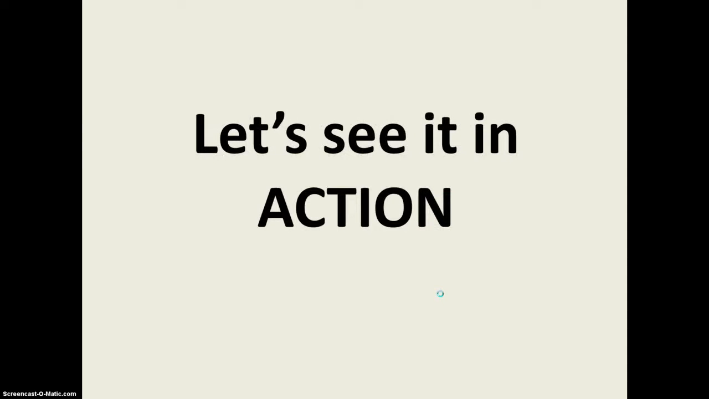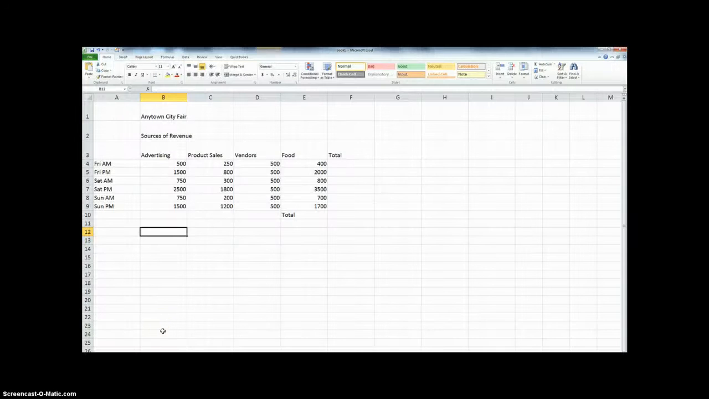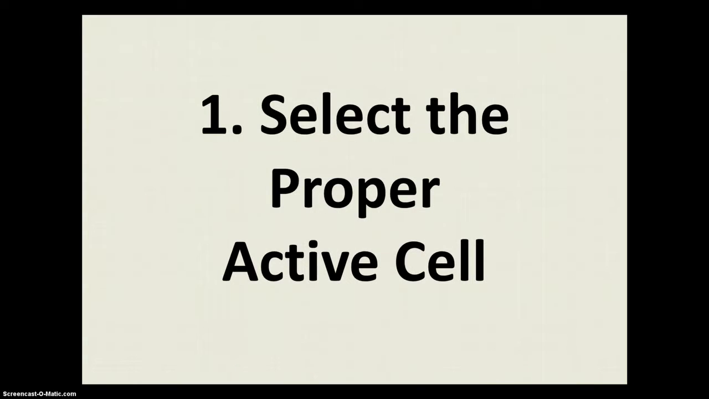Now let's see this in action. Here's the data that we created in lesson 1, and what we want to do is come up with a total for all these values here, and then a grand total down here. So the first thing that we want to do is select the proper active cell. This is the cell that the final result is going to appear in.